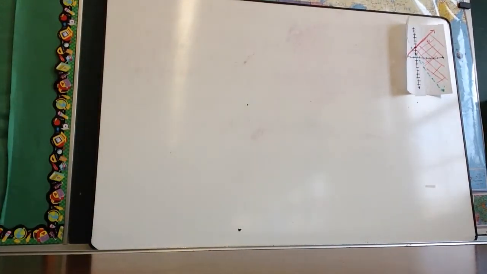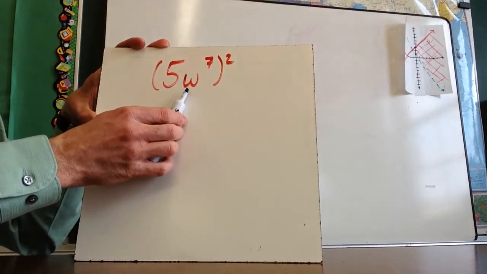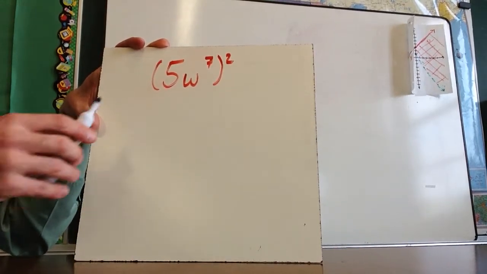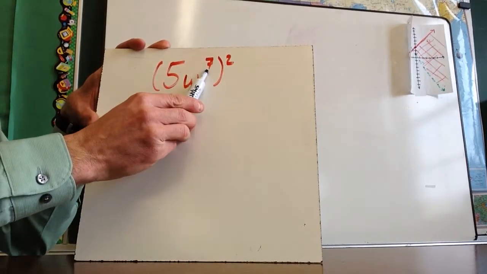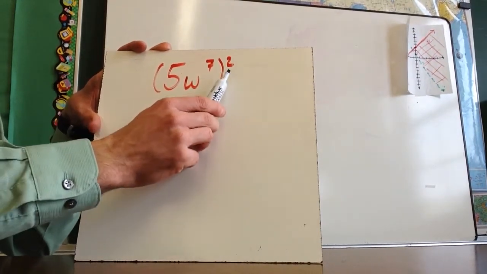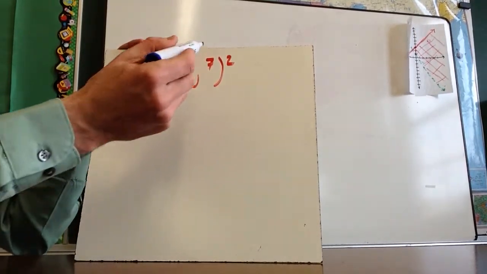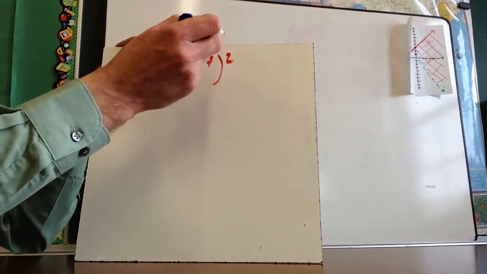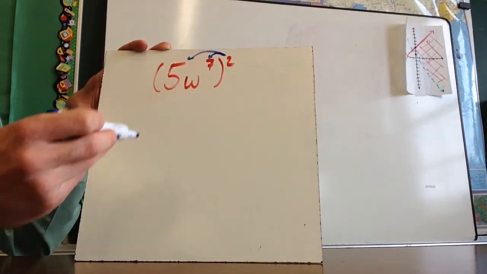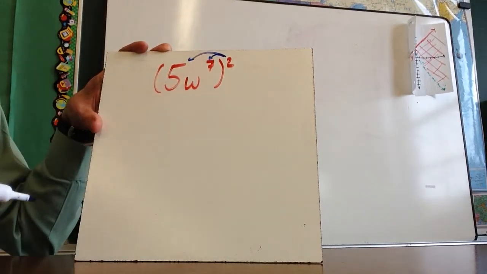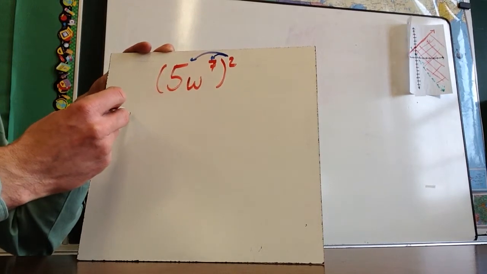All right, now what happens when we have a leading coefficient? So we've got a number now in front of the variable. 5w to the 7th power and all of that squared. Now remember, this 7 is only working on the w, whereas this exponent of 2 is actually squaring both of these. So what I have to do now is similar to the distributive property. I'm going to end up squaring this and squaring this. You might think of this as 5 to the first power, and 1 times 2 is 2, so this is going to become 5 to the second power.